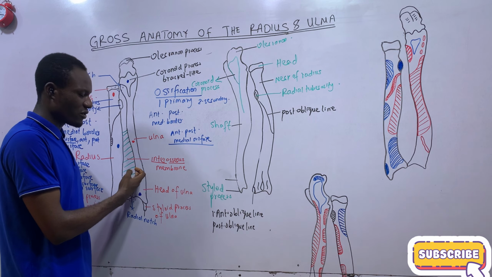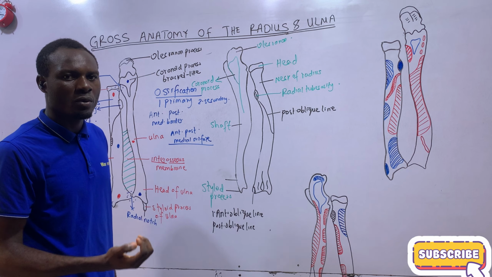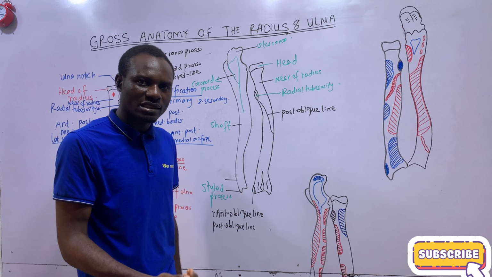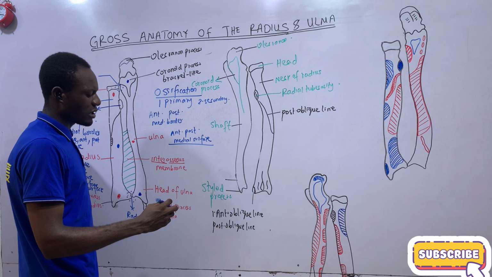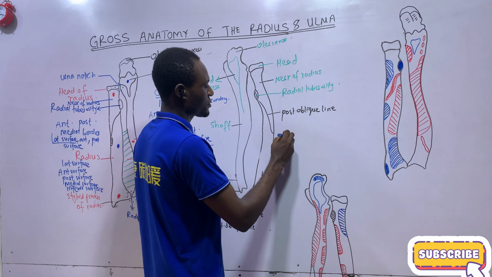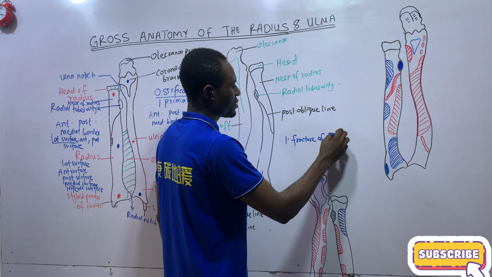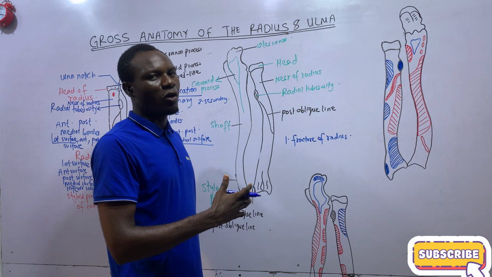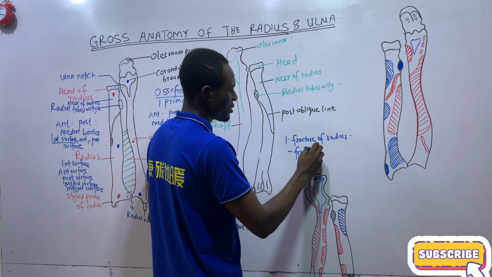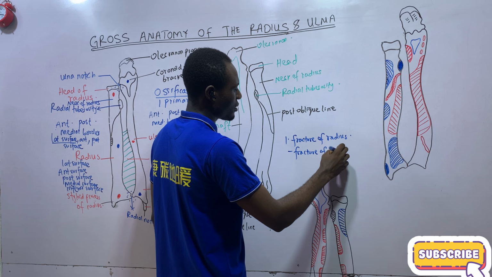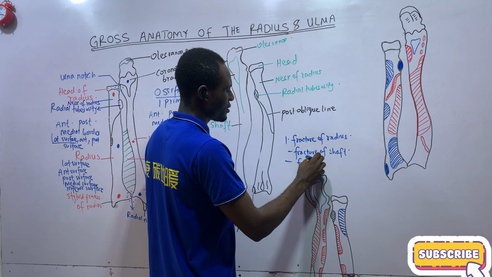In fact, weight from the ulna is transmitted onto the radius, and the radius pushes it up to the humerus when we are doing lifting, grasping of objects, and many other activities. So how does that occur? In the clinical correlates, we can have fracture of the radius. And the fracture of the radius can occur at different points. So we can have fracture of the shaft of radius. There's also fracture of the distal end.